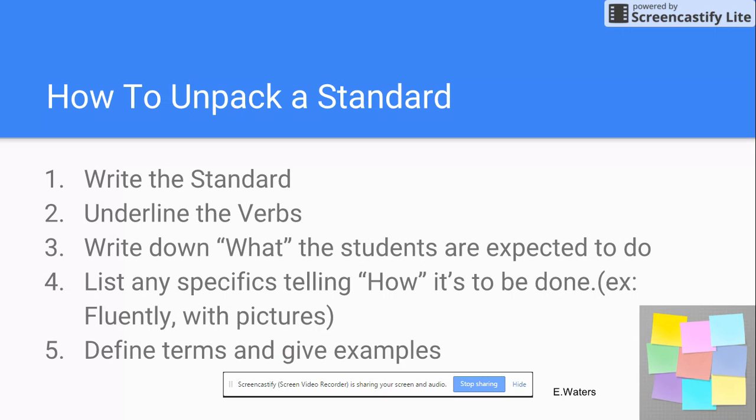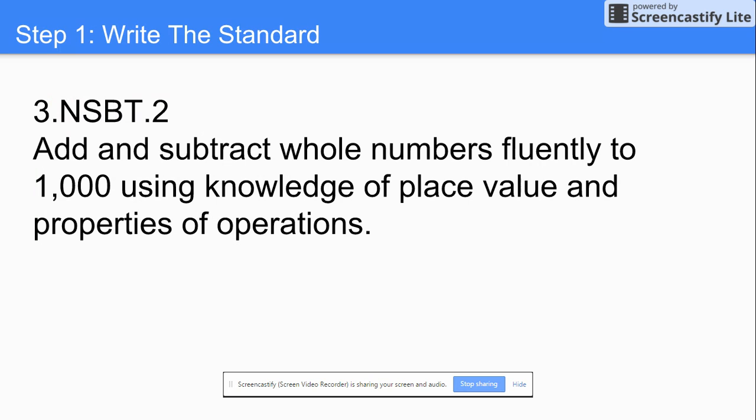We're going to be using this 5-step process to help us unpack the standard. Step 1 is going to tell us to write the standard. This standard says 3.NSBT.2. This means third grade, number sense and base 10, and it's the second standard underneath that key concept. So when we write this standard, we're going to write: add and subtract whole numbers fluently to 1,000 using knowledge of place value and properties of operations.